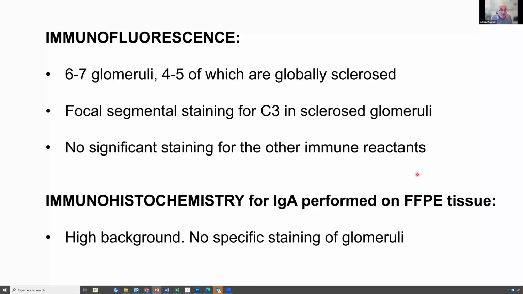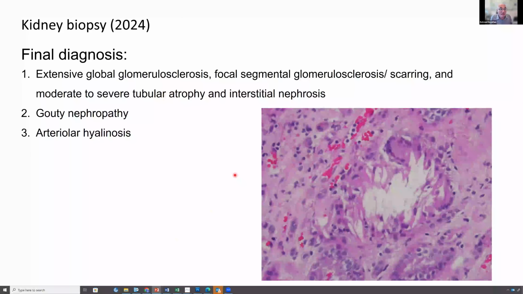However, that was kind of a surprise, and therefore immunohistochemistry was performed for IgA. And it showed high background. When we have scarring, typically we also see higher background, and if the glomeruli had segmental sclerosis, we also see more background, and it makes it more difficult. But there was no strong staining in the glomeruli for IgA, which was, I suppose, surprising as well. So, final diagnosis for that case.